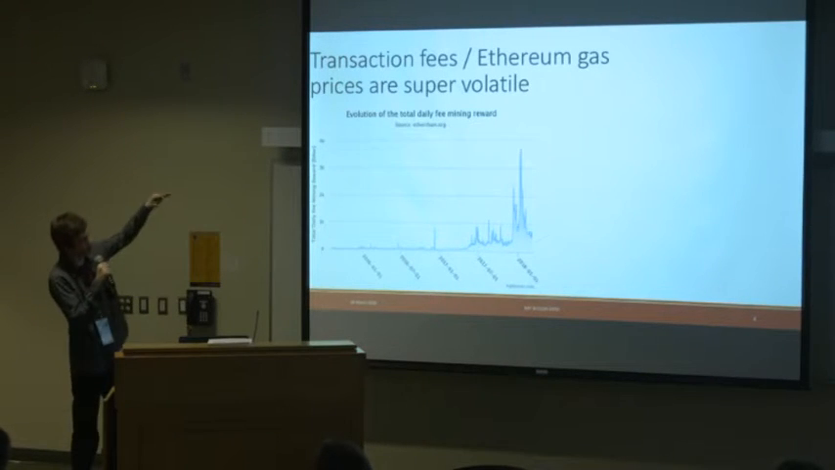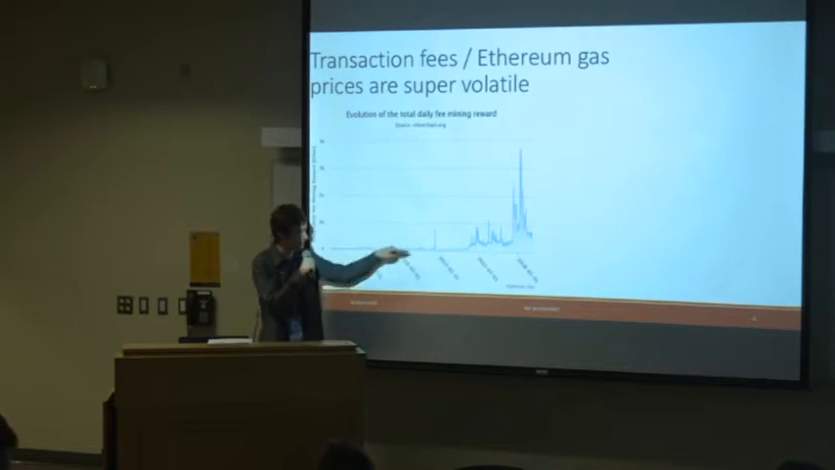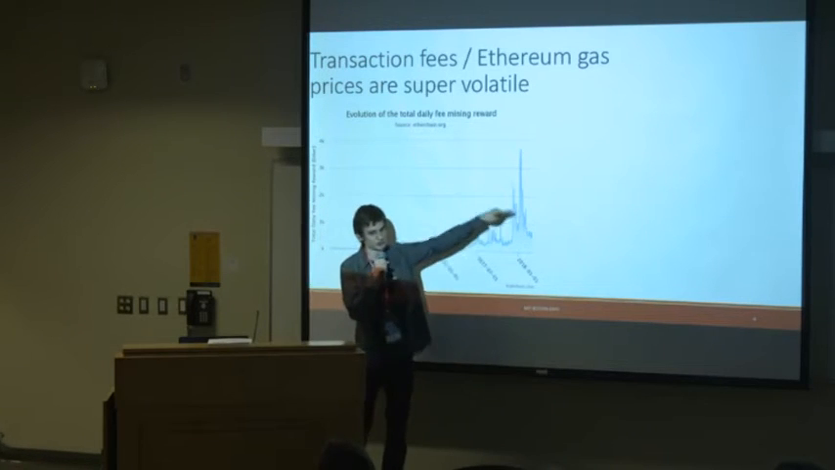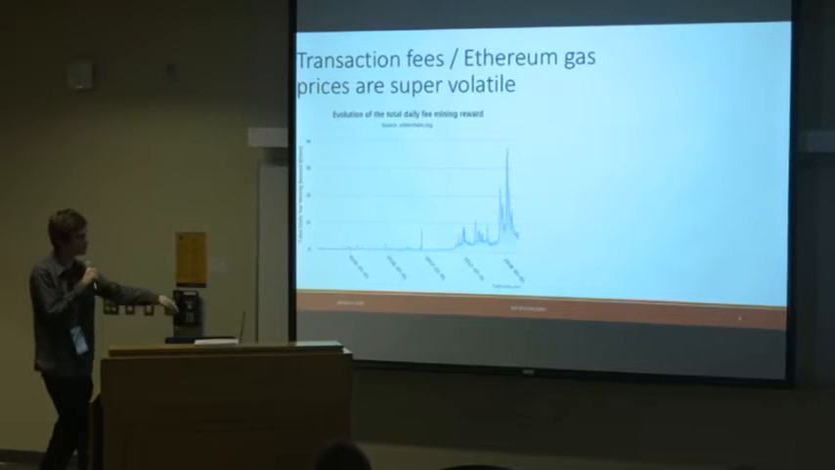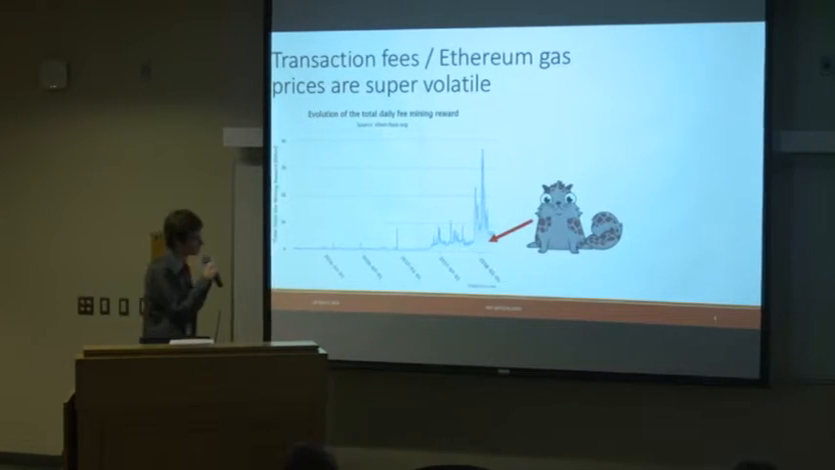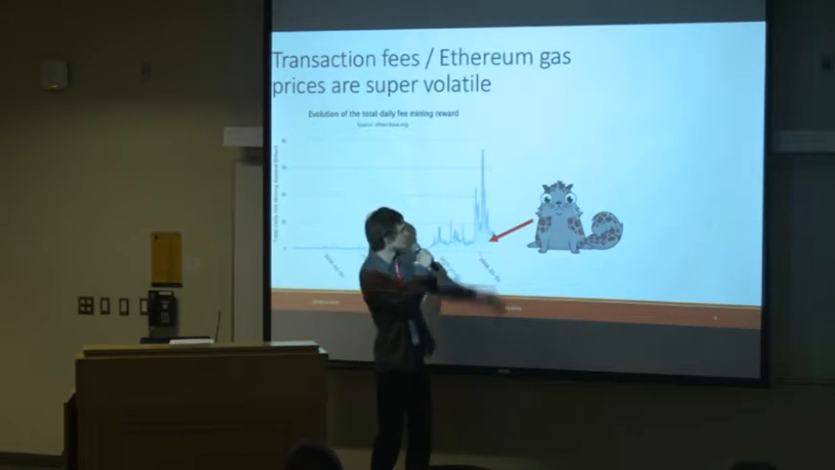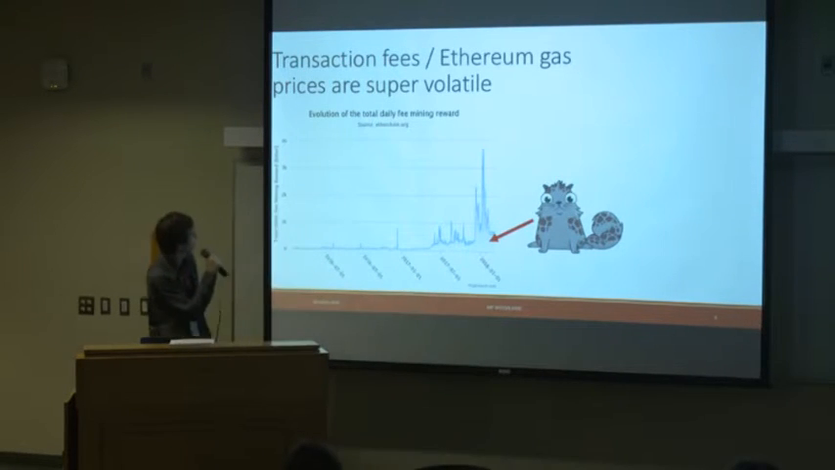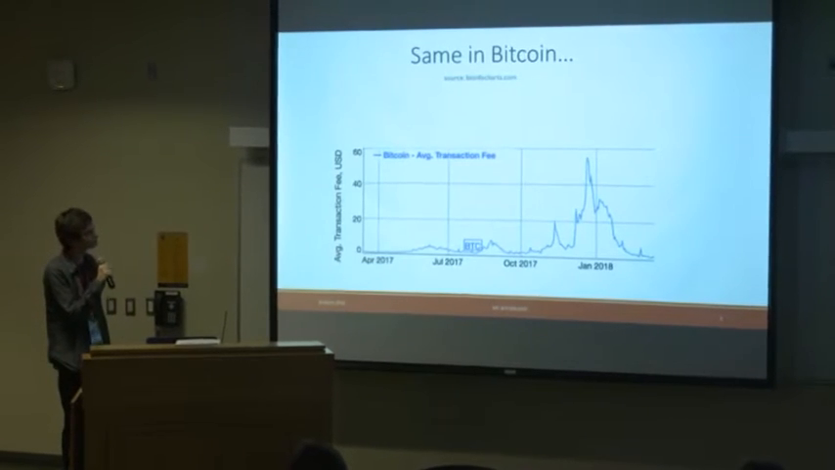They're prone to huge spikes when the network is congested, and they're also prone to being very low in periods of non-congestion, and much higher when there's a fee market that forms and an auction dynamic that comes about in the system. So right here is actually when the CryptoKitties game came out. You can pinpoint the effect on Ethereum transaction gas. I think it went up like 50x or something like that after CryptoKitties came out.